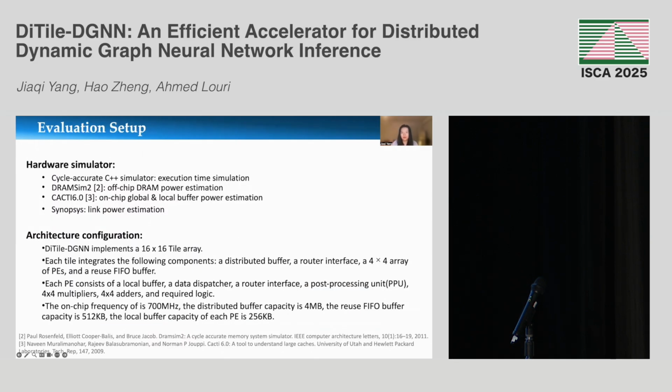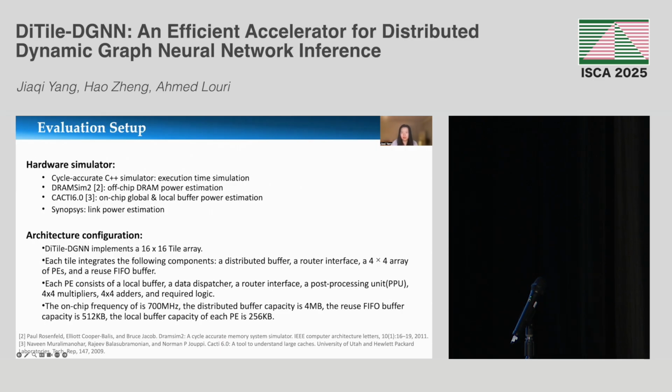We now present the evaluation setup used to assess the performance and efficiency of DiTile-DGNN. First, for the hardware modeling, we developed a cycle-accurate C++ simulator to capture fine-grained execution behavior and runtime. In addition, we use DRAMSim2 for modeling off-chip DRAM power, and CACTI-6 to estimate on-chip buffer power, both global and distributed buffer.